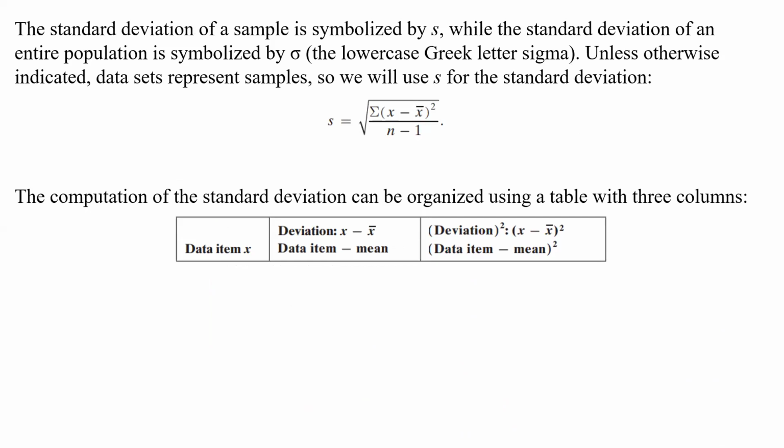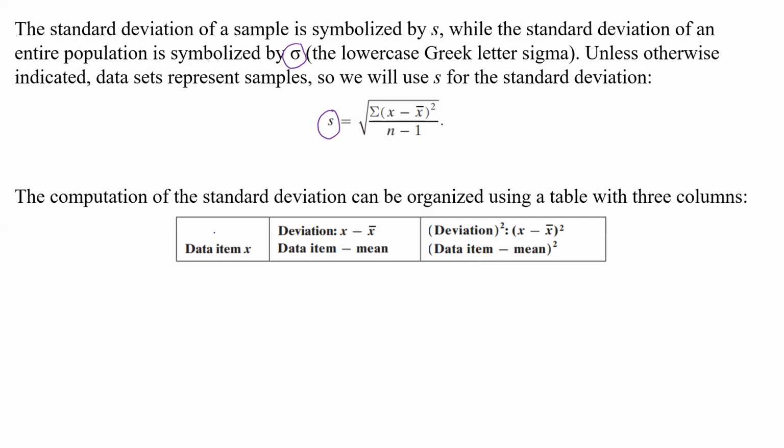For standard deviation, we give it the symbol s, and that's for the sample standard deviation. Now, if we were doing the population, it's going to be sigma. It's a lowercase Greek letter, and we'd use sigma. But we're not, again, using populations, so we're just going to worry about little s, the sample standard deviation. And in format, it looks like this: the square root of the sum of the deviations squared divided by n minus 1.